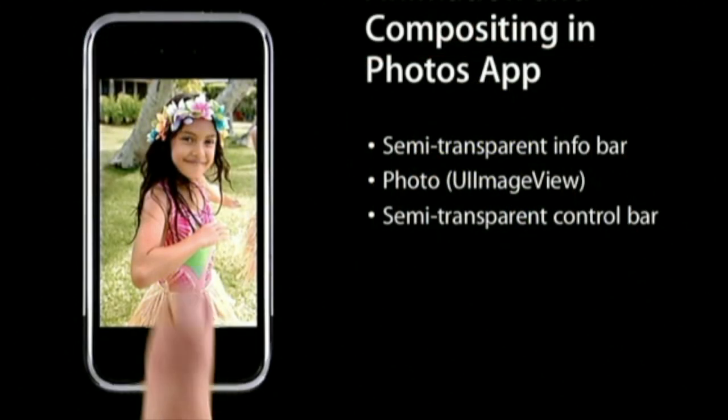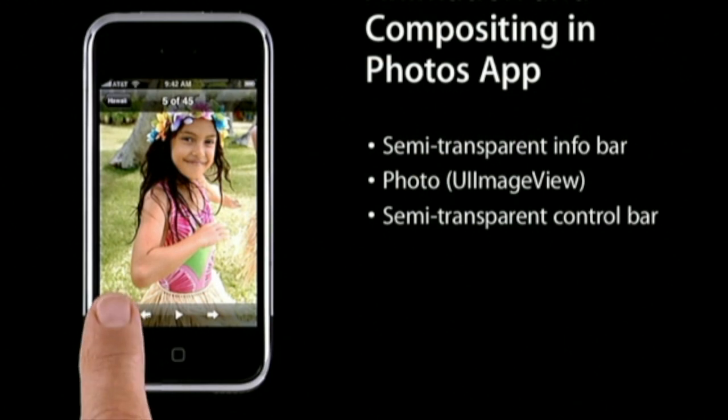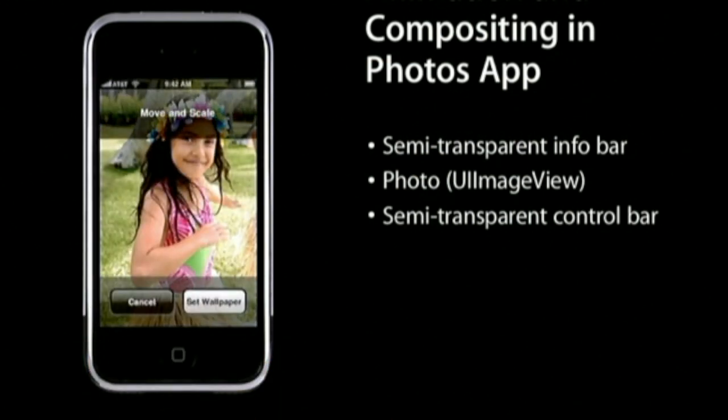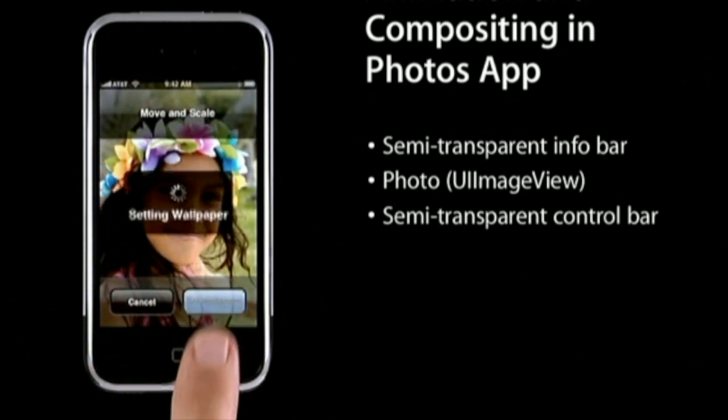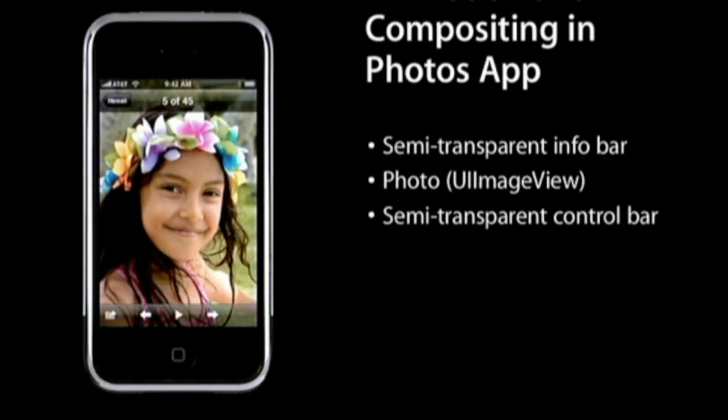And here's another example from the Photos app on the iPhone. You'll have to watch carefully, but you can see several layers here. The photo covers the whole screen. That's a UIImageView drawn into a layer. Then there are some semi-transparent bars that appear at the top and the bottom. Those are individual layers with a label or various controls drawn into them.